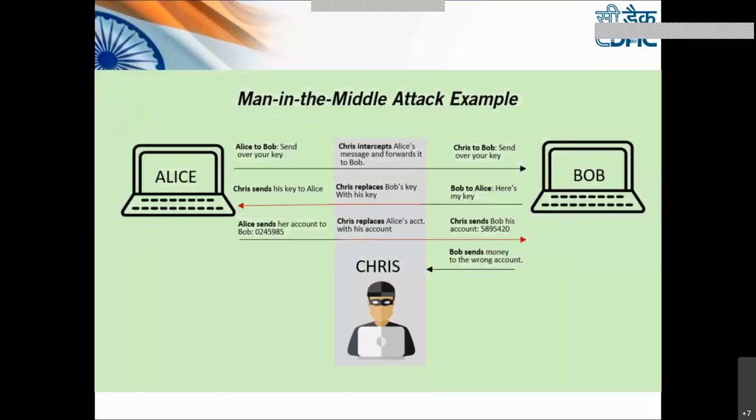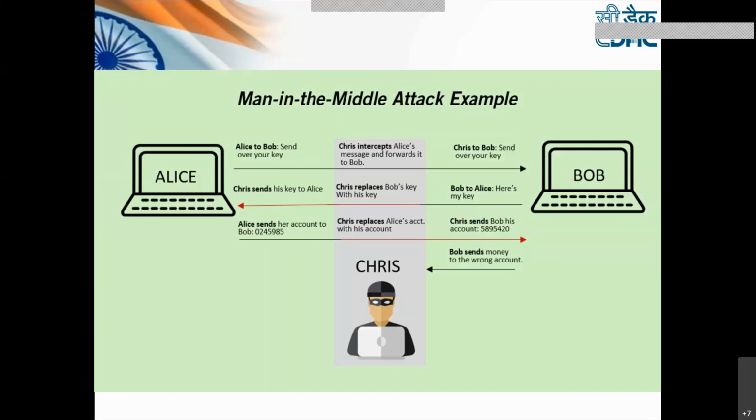Another man-in-the-middle attack example is this. Alice is communicating with Bob, and Alice says to Bob, send over your key. Chris is the attacker, the perpetrator. He intercepts Alice's message and forwards it to Bob, so he is able to read Alice's messages. Chris then says to Bob, send over your key. So they are exchanging their keys. Chris sends his key: here's my key. Bob sends a key to Alice, and Chris takes that key. The hacker takes that key and sends his own key to Alice.